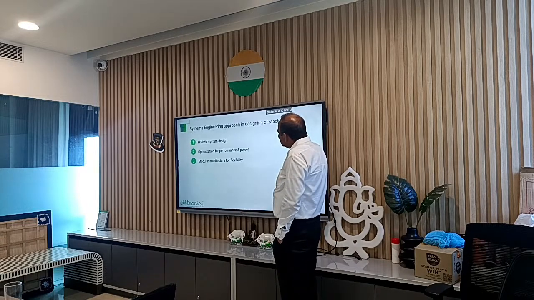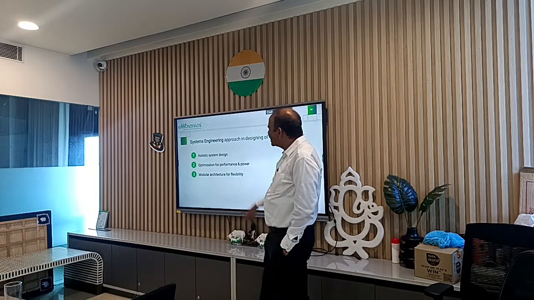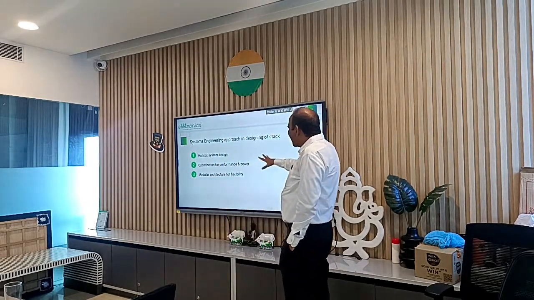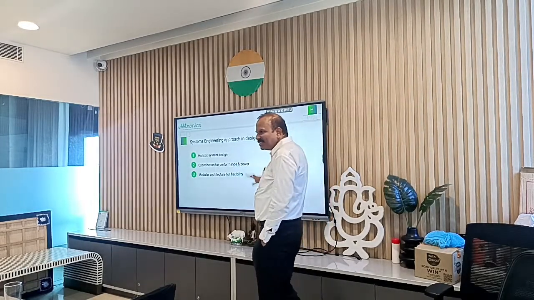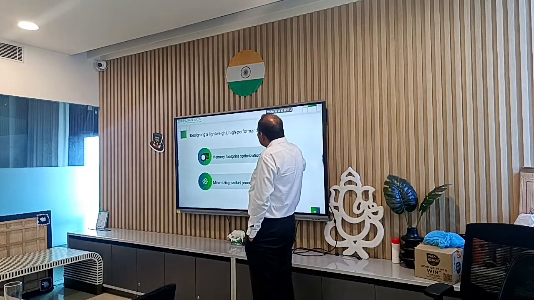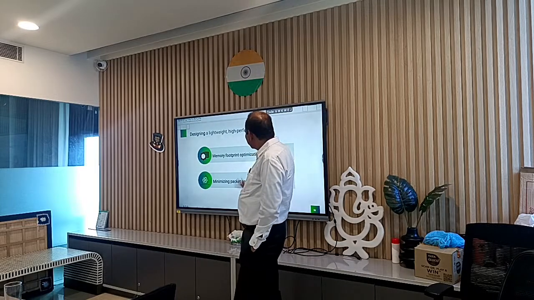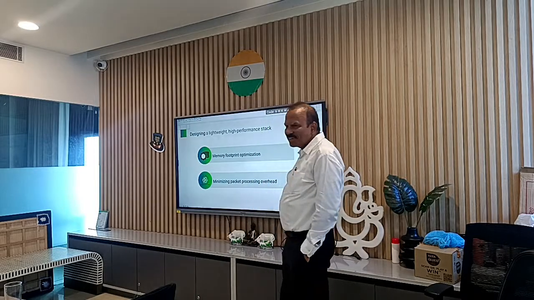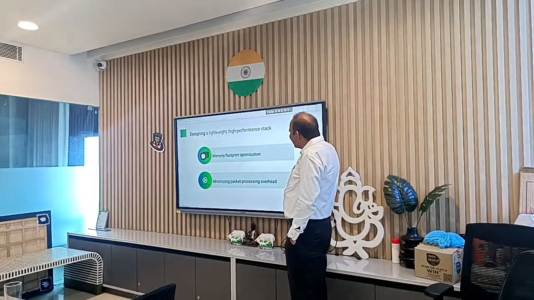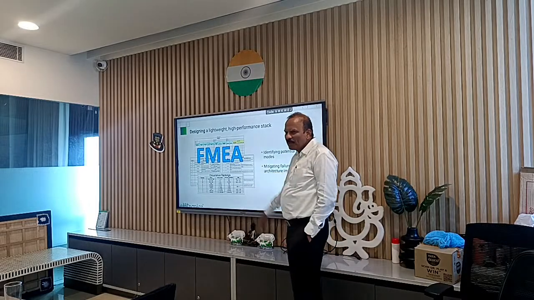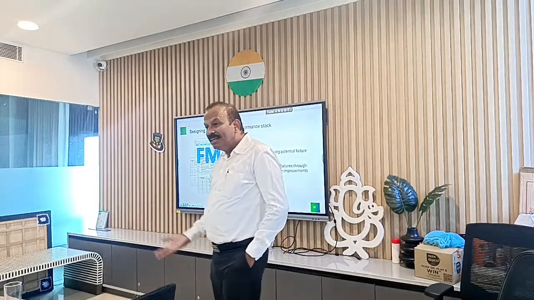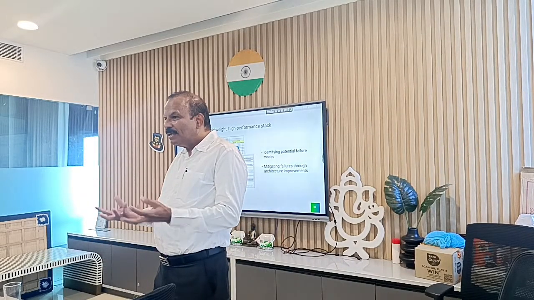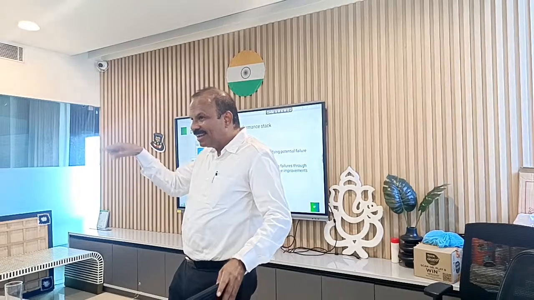So that gives a holistic system design approach, optimization of performance and power, and then modular architecture for flexibility. All that can be achieved through system design. Designing lightweight, high-performance stacks, memory footprints can be optimized, and packaging and processing overheads can be minimized. Actually, these days nobody is thinking about memory footprints, but in certain areas, like increasing density, I believe that should still be done.